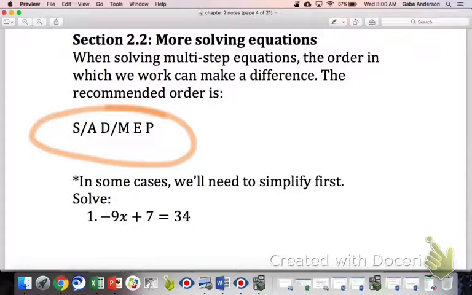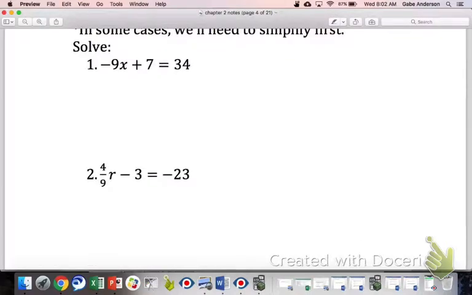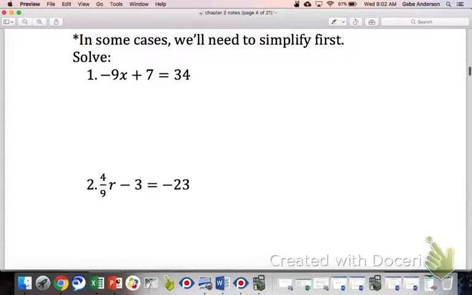So take a look at number 1. Number 1, again, the instructions are simply to solve. And it says negative 9x plus 7 is equal to 34. And so look at that left side. Is the x by itself right now? It is most definitely not by itself. There's two things attached, right? What are the two things attached to the x? In other words, what are the two things with the x on the left side? Negative 9 and 7.